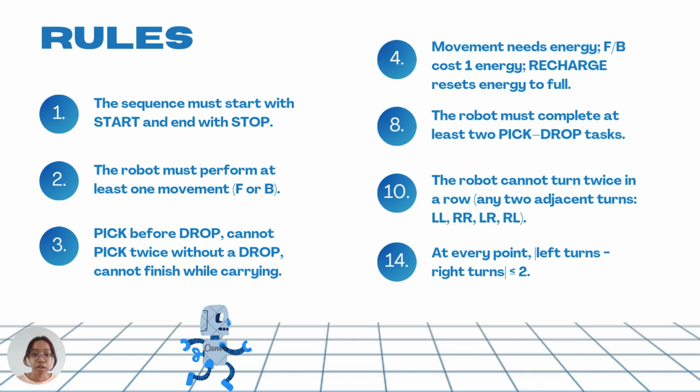We have 3 additional rules. Rule number 8. The robot must complete at least 2 pick or drop tasks. Rule number 10. The robot cannot turn twice in a row, for example, turning left and left or right and right. It also cannot turn in patterns such as left, right, and left. The 14th rule mandates that the absolute difference between the left and right turns can never exceed 2 at any single point. And that is all for my part, and I'll pass the next part to Superi.